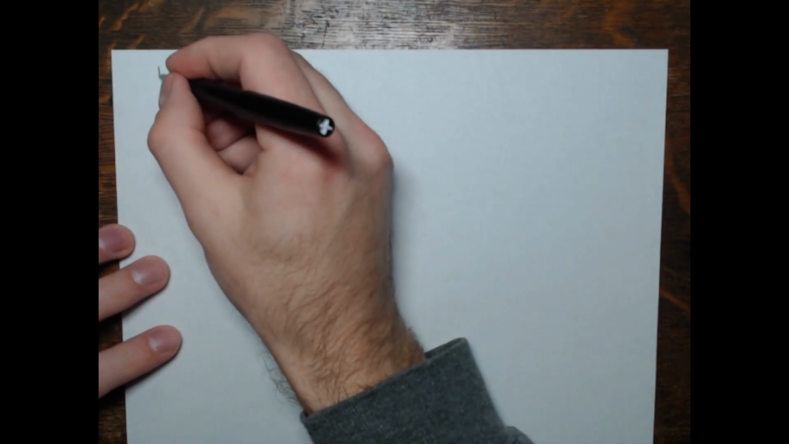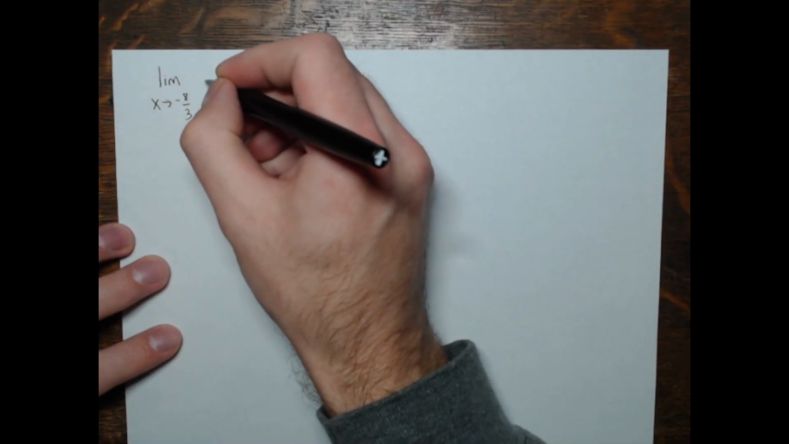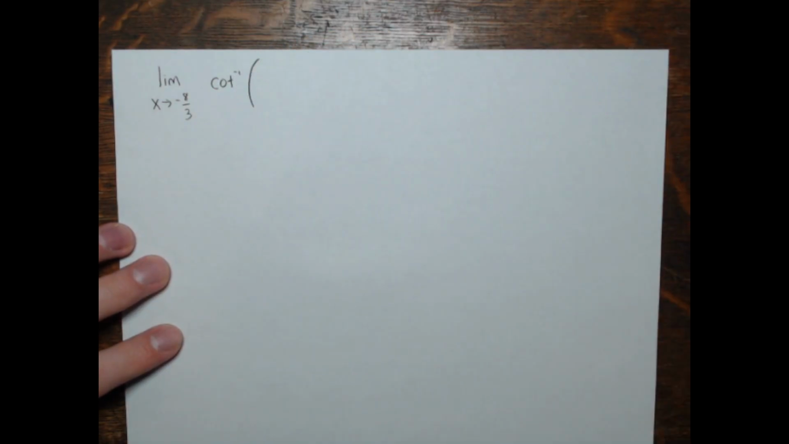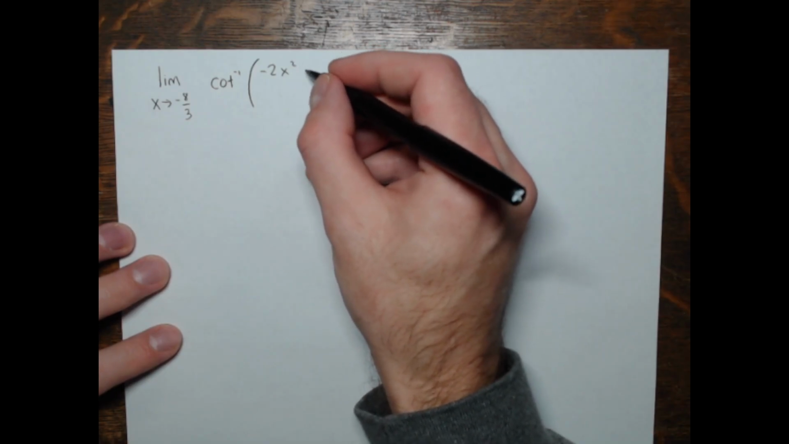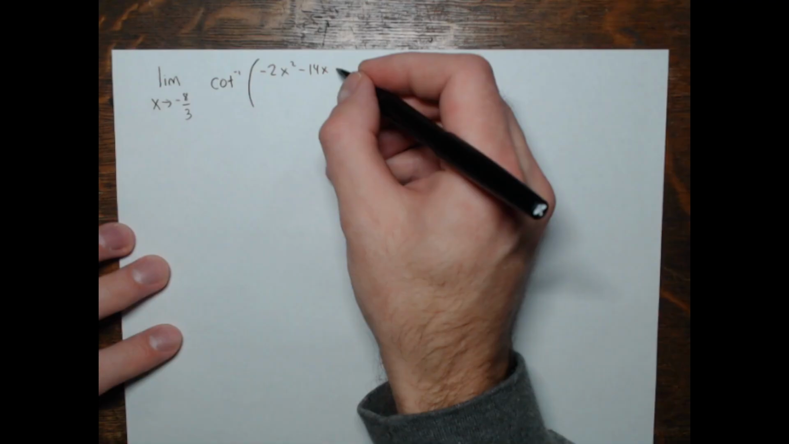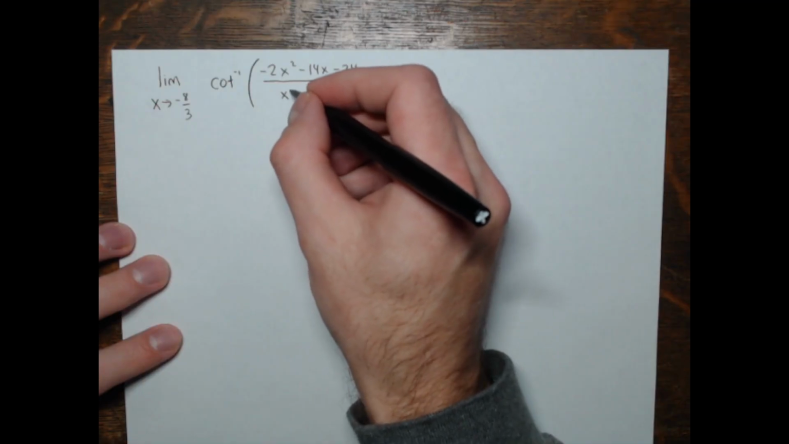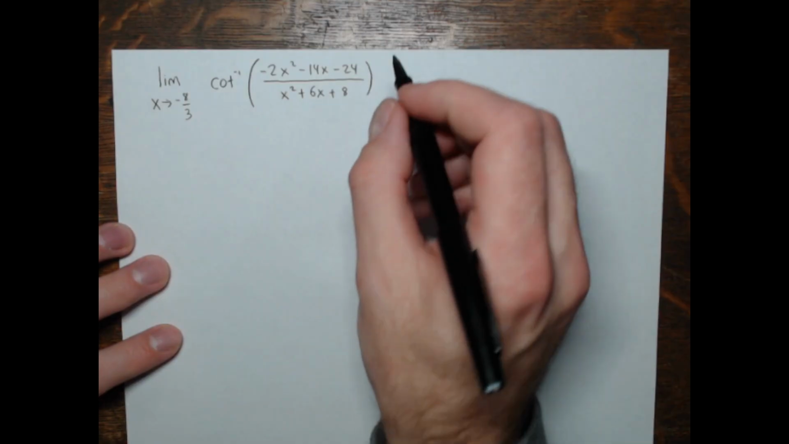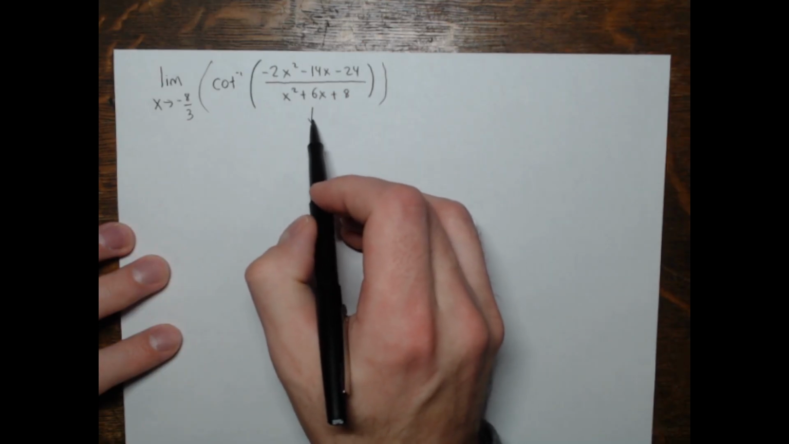All right. So we have the limit as x approaches -8/3 of the inverse cotangent of -2 times x squared minus 14x minus 24 divided by x squared plus 6x plus 8. And instead of plugging it all in right now, I am going to see if we can simplify this fraction here first.